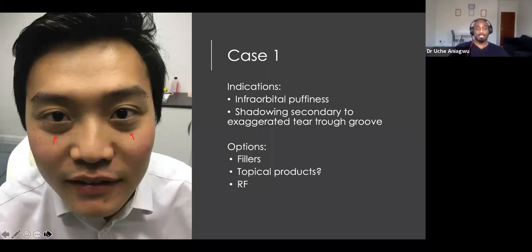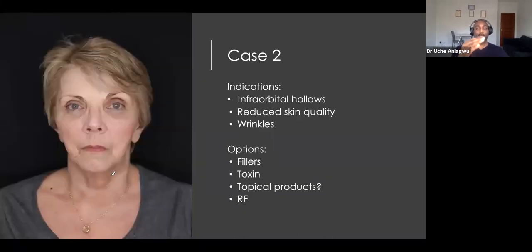Right, now let's look at the next case. Perfect. So we've got a lady here who's got not bags under her eyes this time. She's got hollows, real clear hollows. You can see that. But she's also got some skin quality issues, as you can tell, and discoloration. So she's got reduced skin quality, discoloration, hollows, and then wrinkles. We can see that. So what will we be thinking about in terms of helping her eye area?